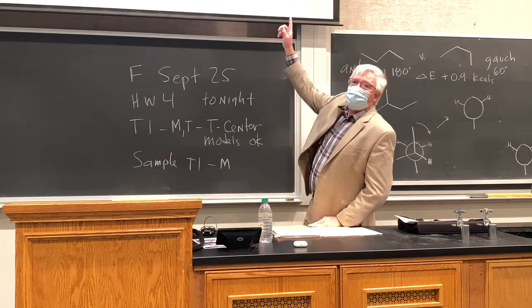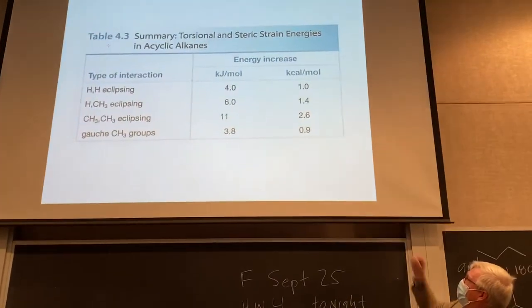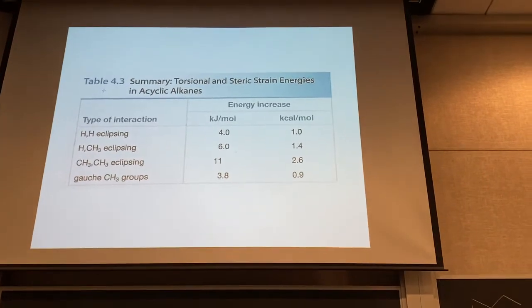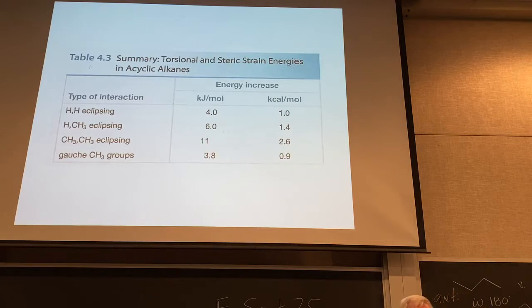I think these were the numbers last time we were looking at. If you can look up there. So we got 3 eclipsing interactions. That's where the dihedral angle between those two groups is 0. Hydrogen, 1 kcal. Hydrogen, methyl, because the methyl's bigger. So sterically, that makes some sense, I think. 1.4 kcals. 2 methyls together, 2.6 kcals. So those are all eclipsing interactions where omega is 0, okay, for the rotation.